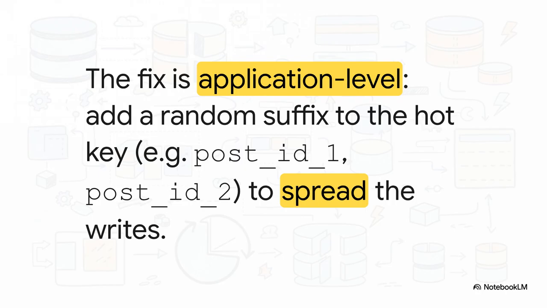And the solution can't come from the database, it has to be at the application level. For instance, you could add a random suffix to the key, like post ID_1, post ID_2, and so on, to artificially spread the writes out. The trade-off, of course, is that now to read all the comments, your application has to be smart enough to go looking for all those different keys.